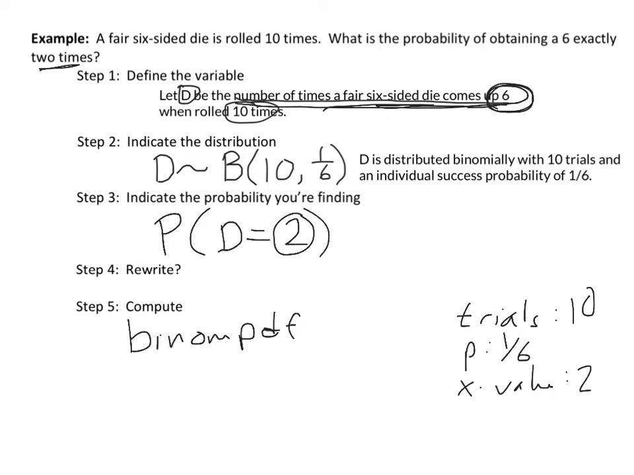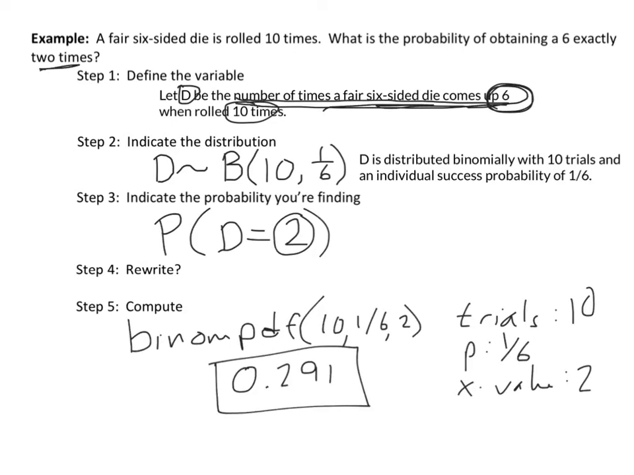When you put all that stuff into your calculator, it'll paste it back to the home screen. So then your home screen says this. And then if you hit enter one more time, it comes back and tells you 0.291. So there's this like 29% chance that we're going to get 2 sixes when I roll a die 10 times.